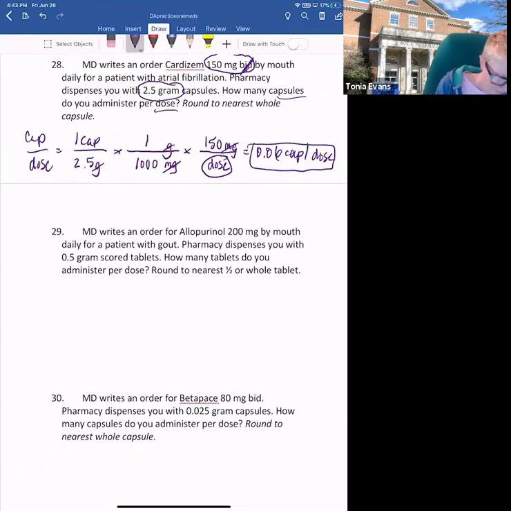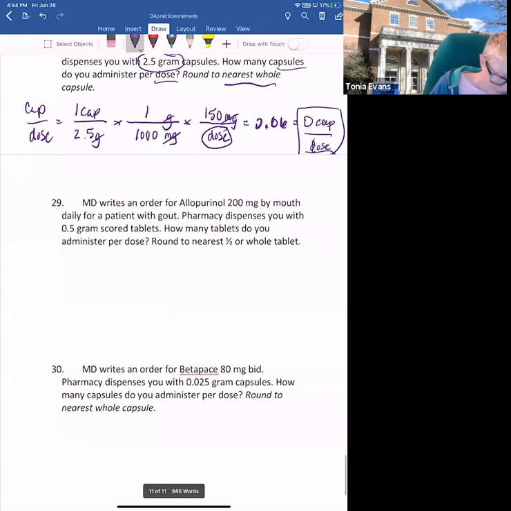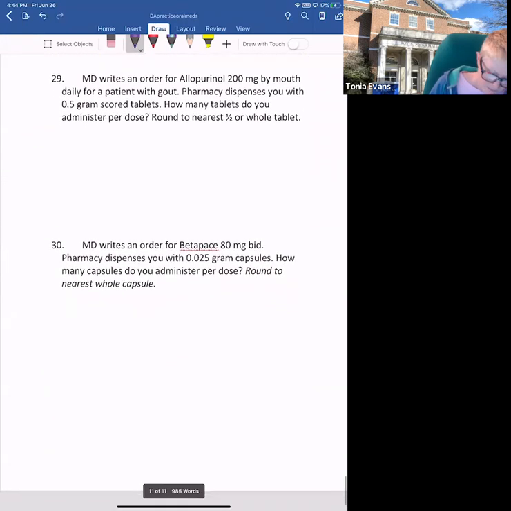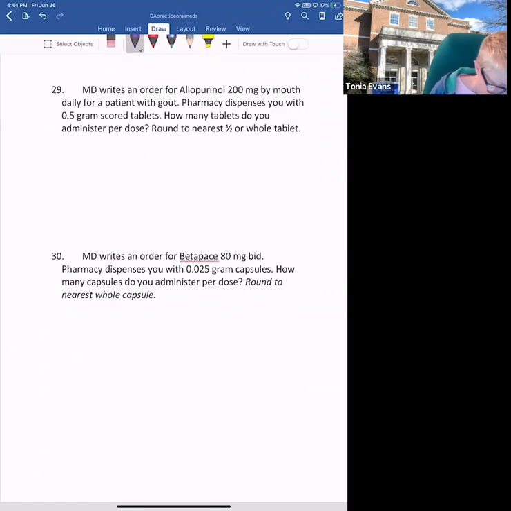Well, my answer is 0.06. I forgot to look at my rounding rule. So round to the nearest whole. Well, that would be 0, right? I'm going to give 0 caps per dose. And I'm going to call the doc. Say, hey, you wrote this wrong. Give me a good order here. All right.